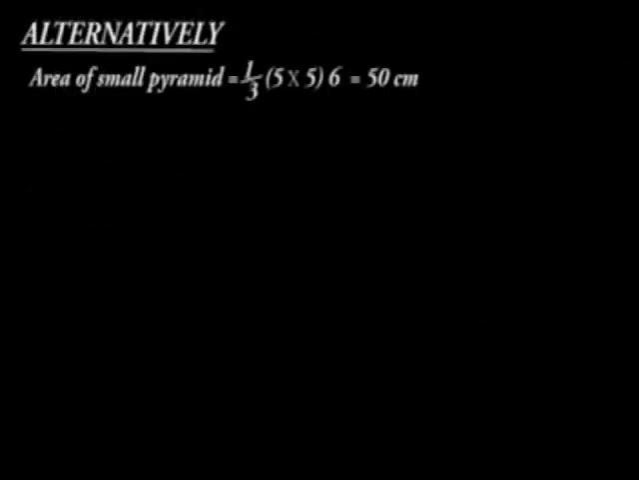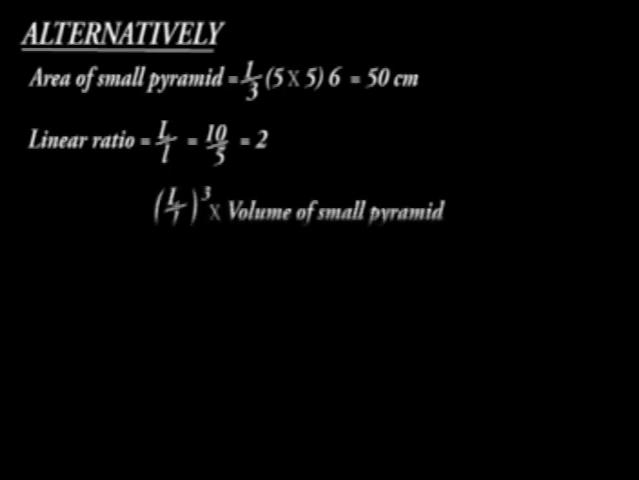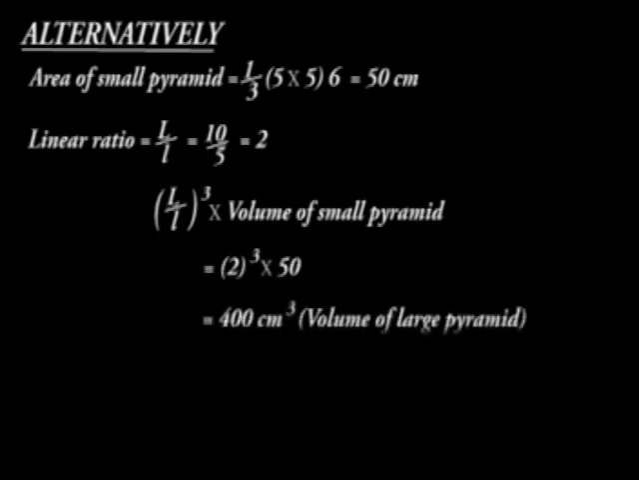Alternatively, the volume of the small pyramid is equal to a third times 5 times 5 times 6, which is 50. The linear ratio L over small l is 10 over 5, which is equal to 2. The linear ratio cubed times the volume of the small pyramid is 2 cubed times 50, which gives us 400 centimeter cubed, which was the volume of the larger pyramid.